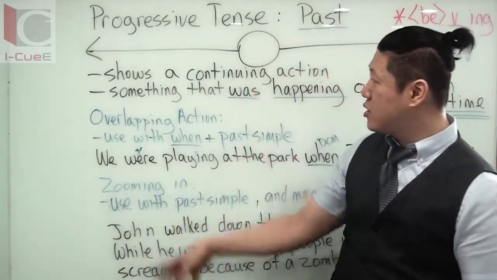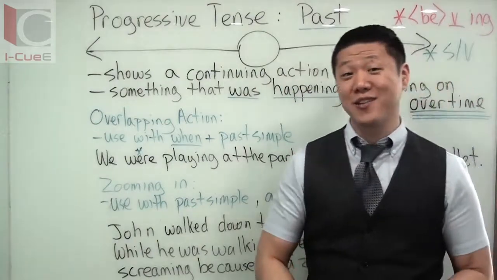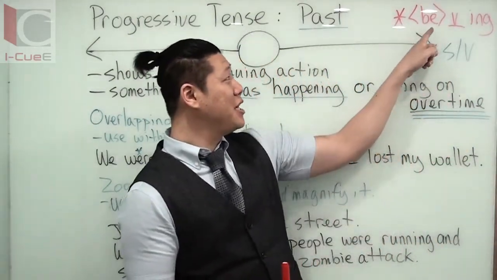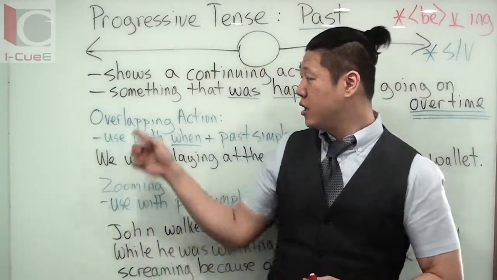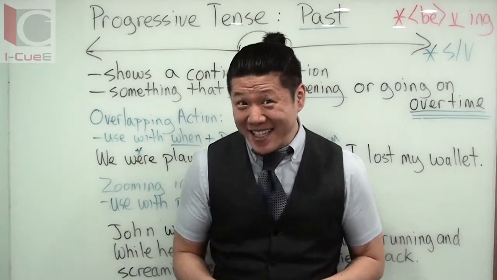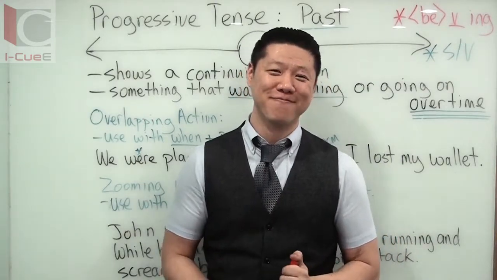So hopefully this explains a little bit about the past progressive tense. If you still don't understand, just remember be plus verb ing. These are some ways to use it. If you still don't remember, watch the video again. But right now, let's review.